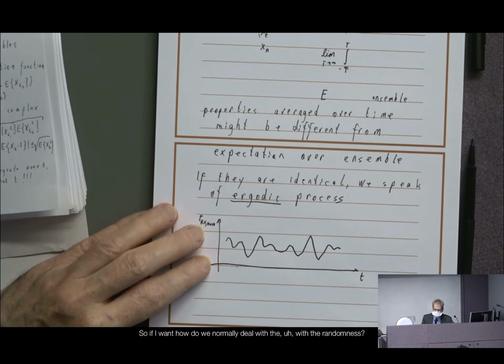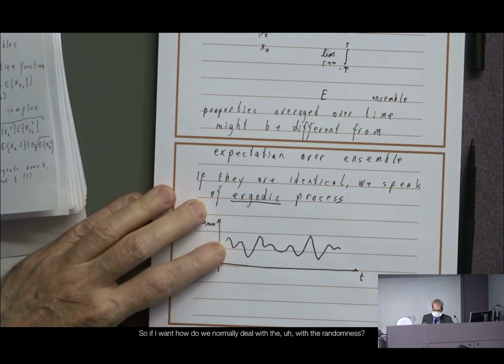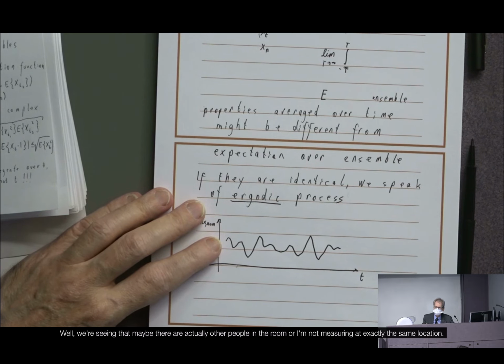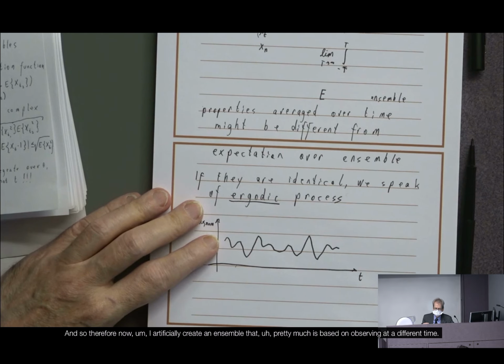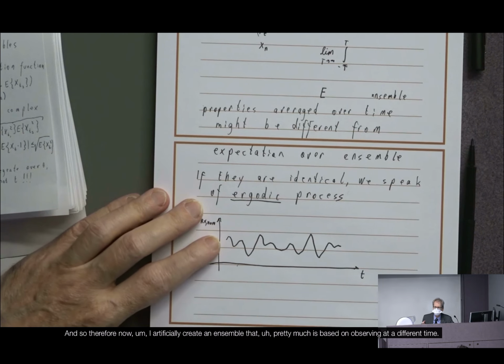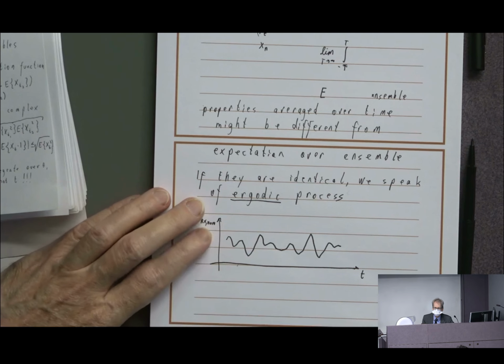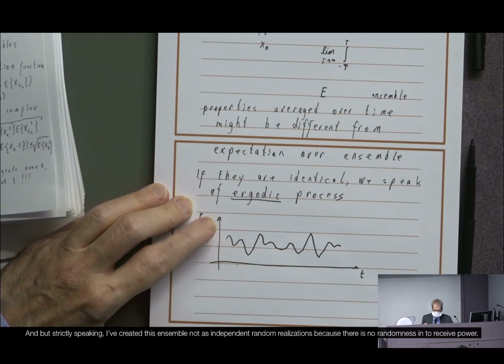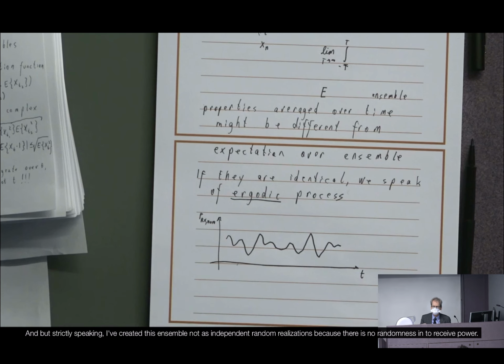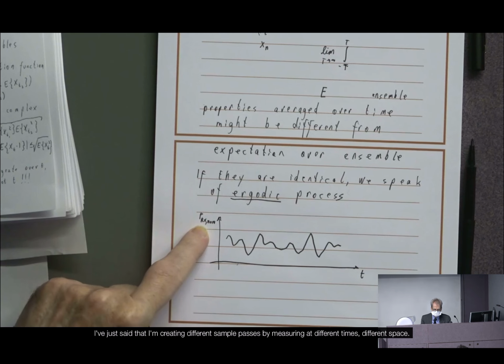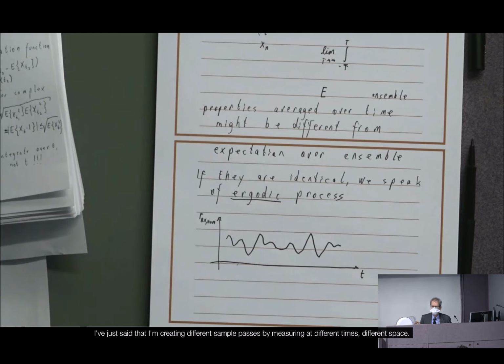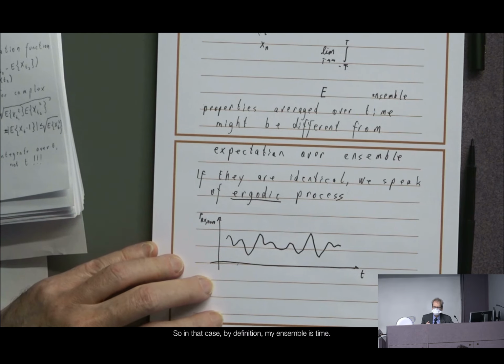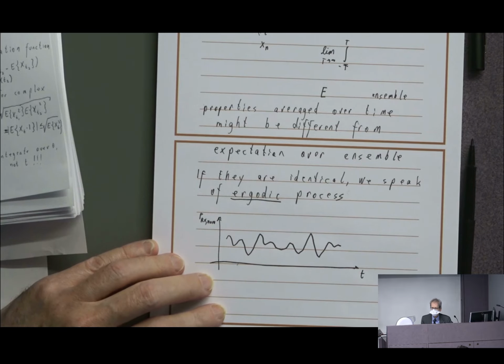So how do we normally deal with the randomness? Where do we say that randomness is coming from? Well, we're saying that maybe there are actually other people in the room, or I'm not measuring at exactly the same location, and so therefore now I artificially create an ensemble that pretty much is based on observing at a different time. But strictly speaking, I've created this ensemble not as independent random realizations, because there is no randomness in the received power. I've just said that I'm creating different sample paths by measuring at different time or different space. So in that case, by definition, my ensemble is time.